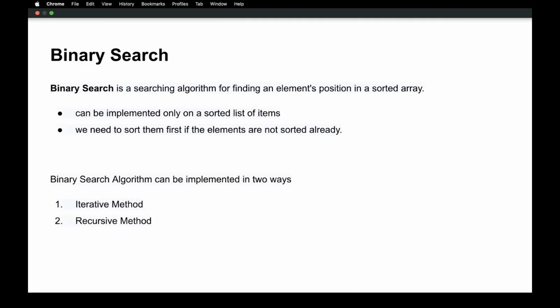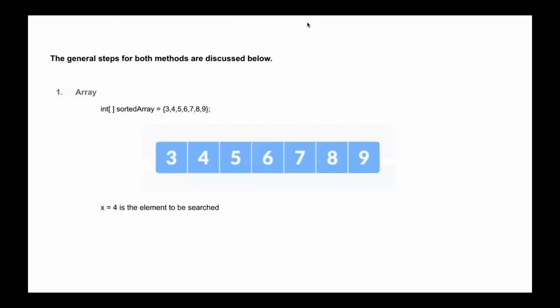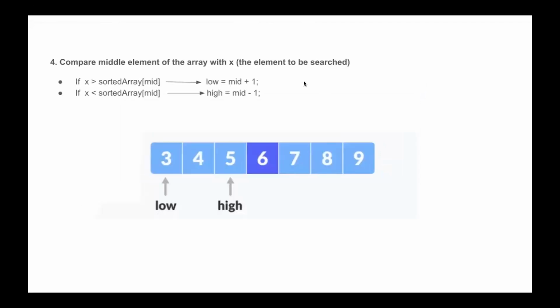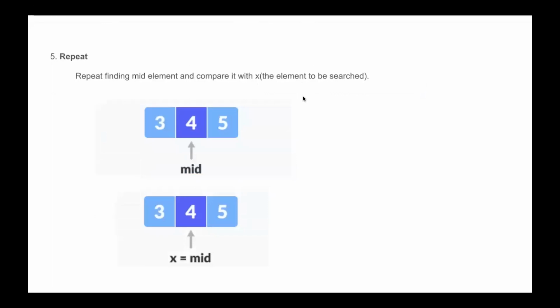The next thing is we have to compare the middle element of the array with x. If x is greater than sortedArray[mid], we have to write low equals mid + 1. If x is less than sortedArray[mid], we have to write high equals mid - 1. The last thing is to repeat. So we have to repeat finding the mid element and compare it with x.